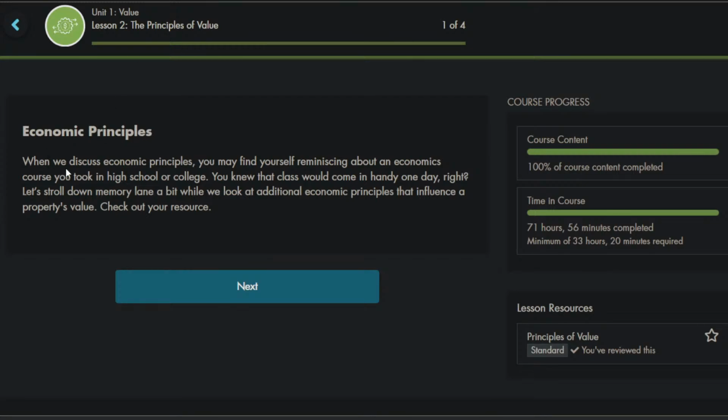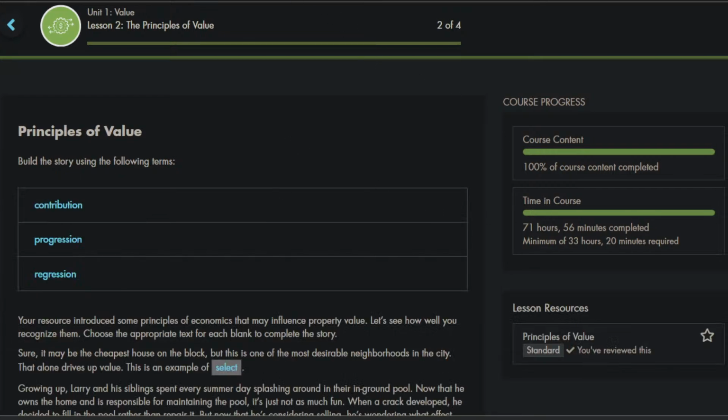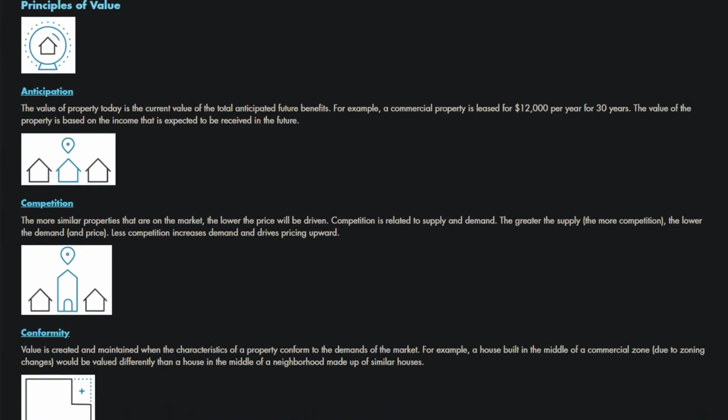Economic principles. When we discuss economic principles, you may find yourself reminiscing about an economics course you took in high school or college. You knew that class would come in handy one night, right? Let's stroll down memory lane a bit while we look at different economic principles that influence property's value. Check out your resource. All right, let's take a look at that resource, Principles of Value.